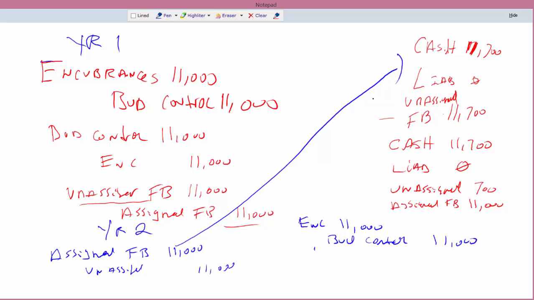So I'm going to debit bud control for 11,000, and I'm going to credit what? Encumbrance for 11,000, because now that stuff came in, didn't it? Okay. Now what do you want me to do? Set up the expenditure. Good. So I'm going to debit expenditure for how much did it come in for? 11,700, and I'm going to credit, let's just say, cash. Pay cash for that, 11,700. Still with me?